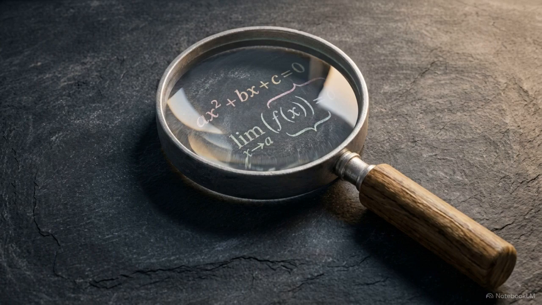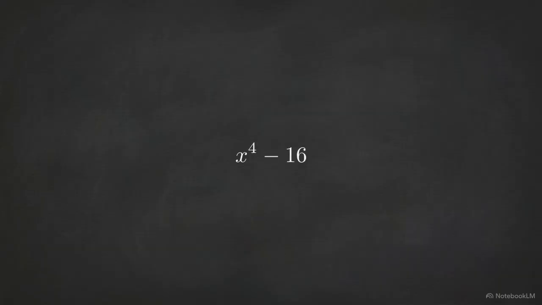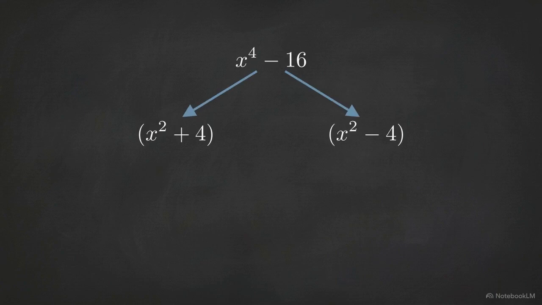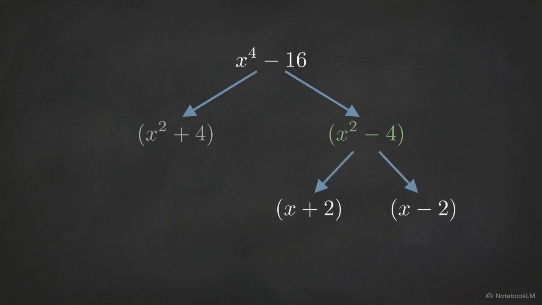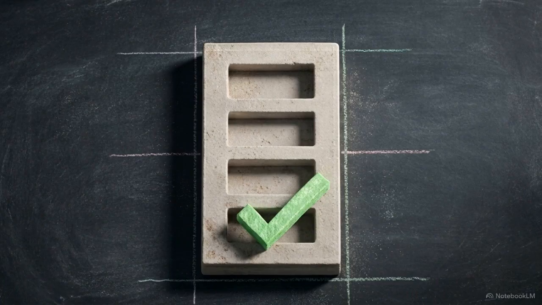Before finishing, you must perform a final check. We look at our factors to see if any of them can be broken down even further. Take x to the fourth minus 16. Our first pass gives us x squared plus 4 and x squared minus 4. The first factor cannot be reduced. The second is another difference of squares, which we factor again into x plus 2 and x minus 2. This final check ensures your polynomial is completely factored into its prime elements.